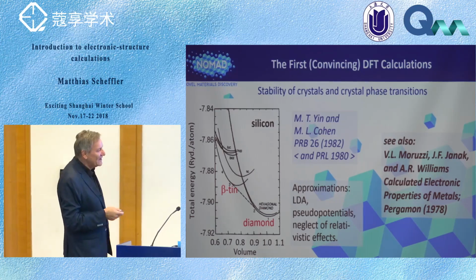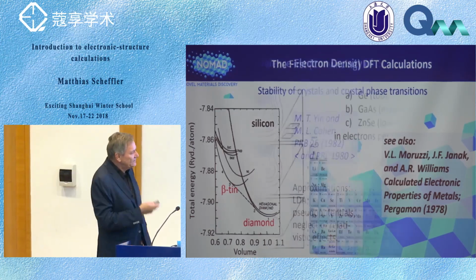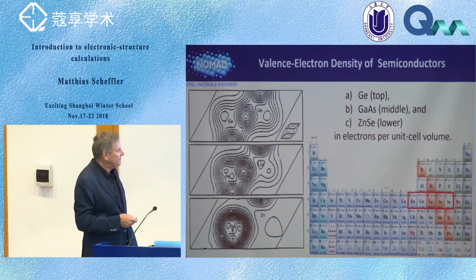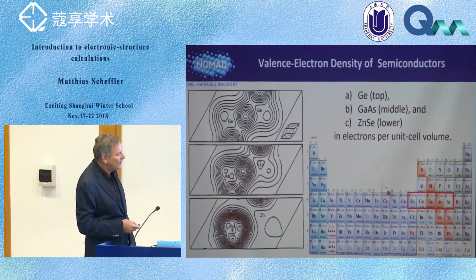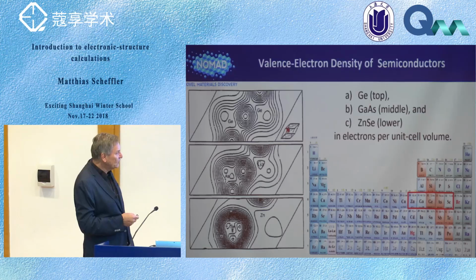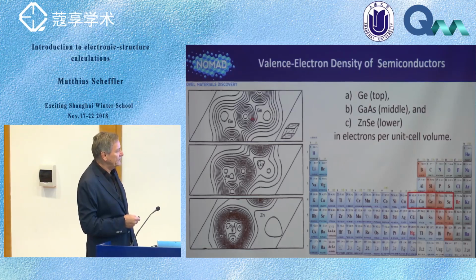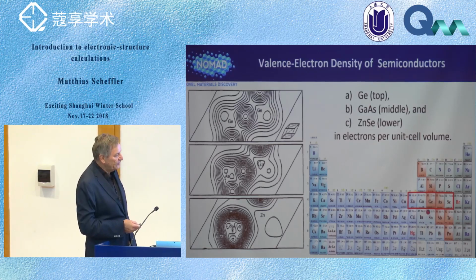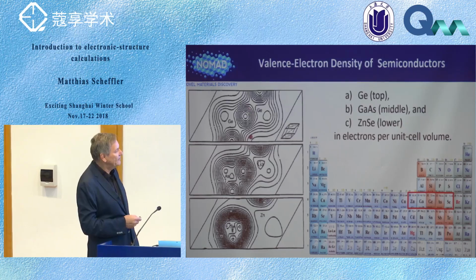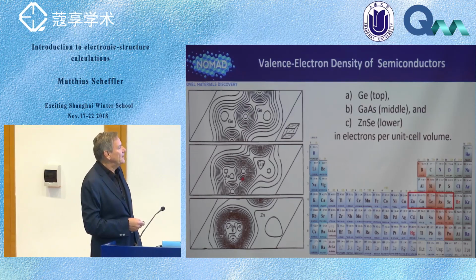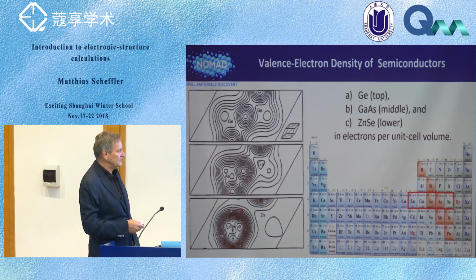So this is actually how it started, and we are still in this philosophy, and this is again from the Marvin Cohen work. We want to understand bonding, how stable a system is. So this is for germanium, for gallium arsenide, for zinc selenide. In germanium you have a covalent bond, that means the electrons are in the middle. Gallium arsenide is a little bit more ionic, but still very much covalent. The charge density is more toward the arsenic, and zinc selenide is very much ionic.